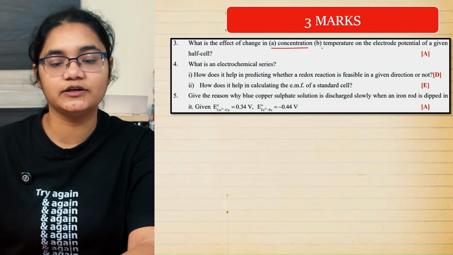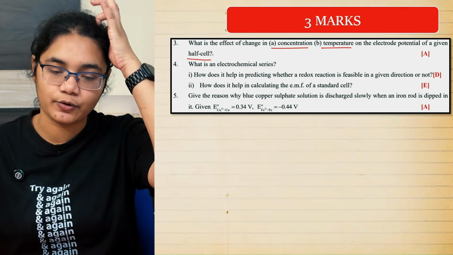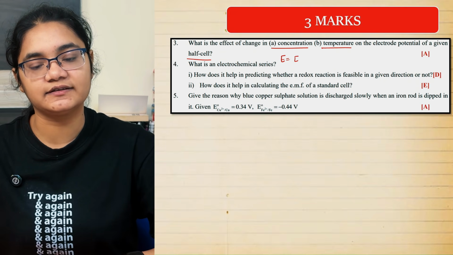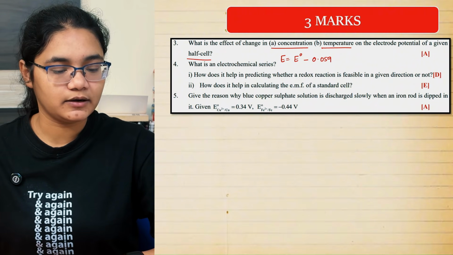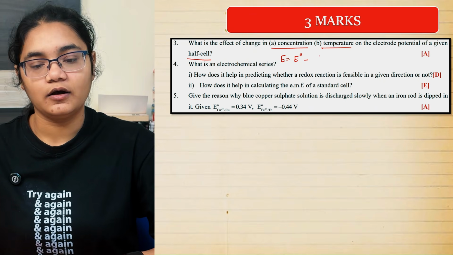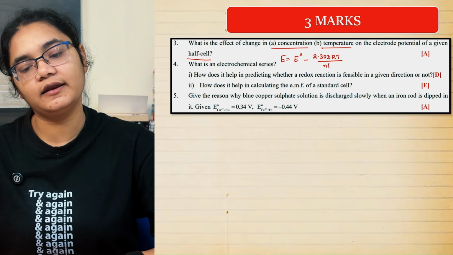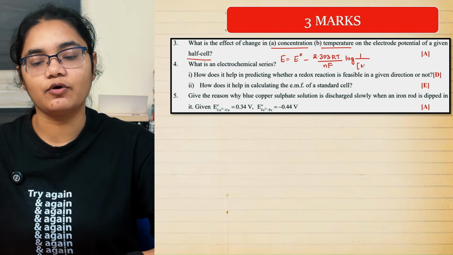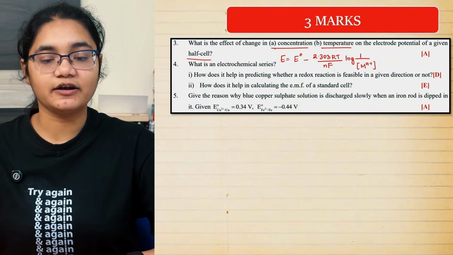What is the effect of change in concentration and temperature on the electrode potential of a given half cell? Okay. Now, if you see the electrode potential formula for the Nernst equation, suppose I write it as E naught minus 0.059. If you remember this, I'll write the full formula. It has come from 2.303 RT by nF log of 1 by concentration of the ion, right? So now what is the effect of change in concentration?